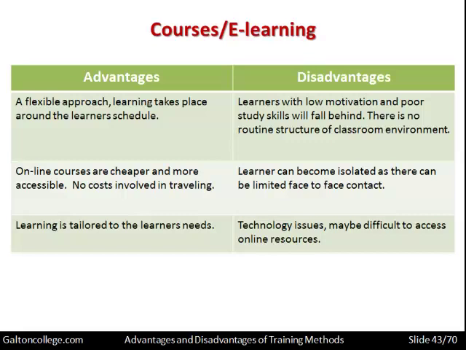There may be technology issues. It may be difficult to access online resources. It depends on the speed of the internet and the location of the learners. They may be in areas where there's very little internet, or it may be that their technology is not up to date and perhaps the learning material requires more advanced software, or it may be slower to load because of speed, or there may be bandwidth limitations or whatever. So there could be technological issues in e-learning.